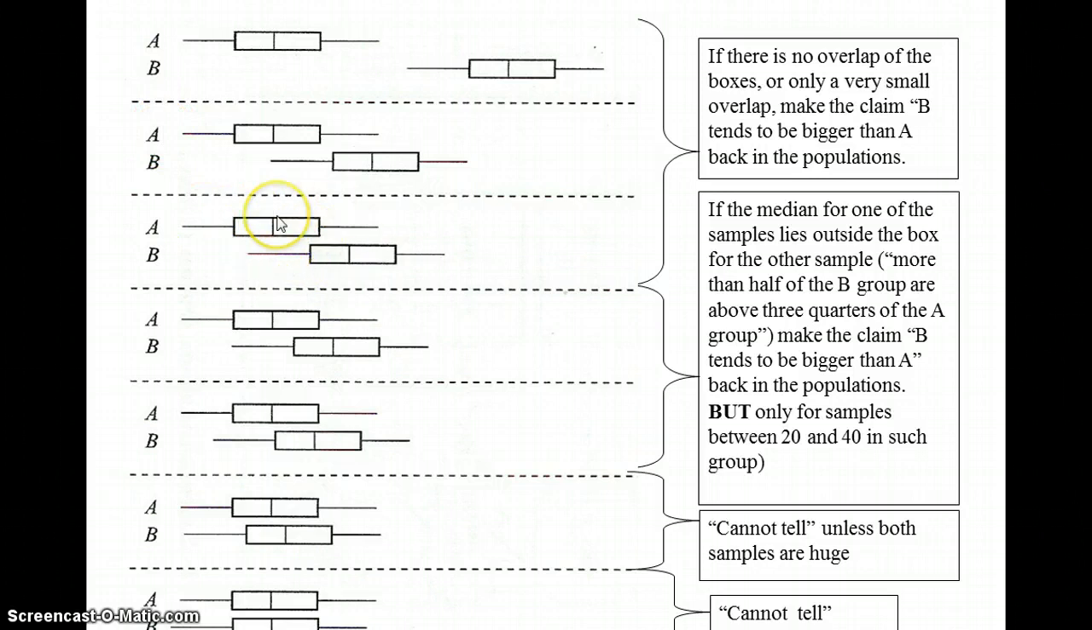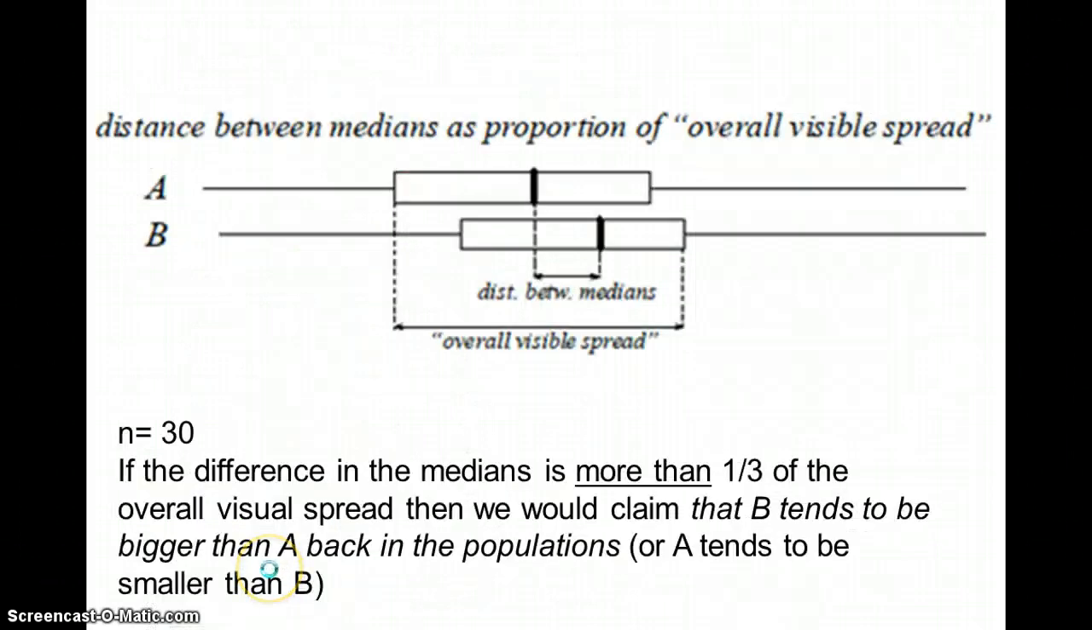This next one, because the lower quartile is above the median, we can say B is bigger than A. And it's the same here. The lower quartile of B is above the median of A. We can make the call. Same here. But when they get so overlapped that it looks like this or this, we have another rule that looks like this.